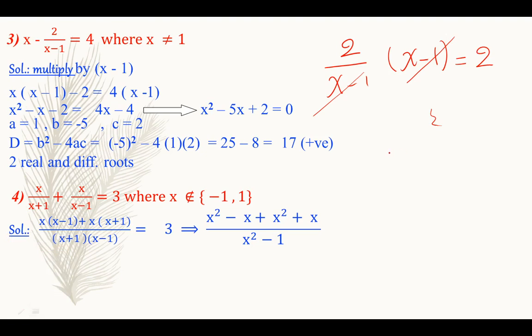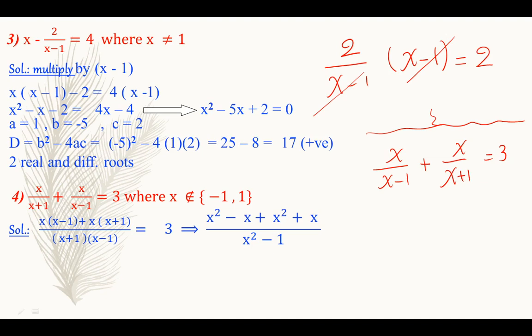Here we have x over x minus 1 plus x over x plus 1 equals 3. How can we add the two fractions? Here we need to add the two fractions. In this case we have two solutions.